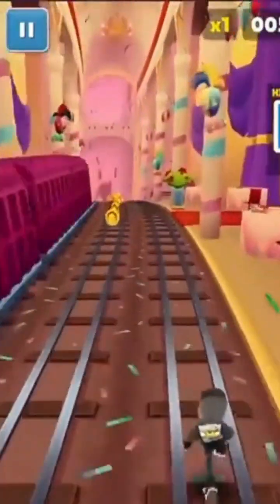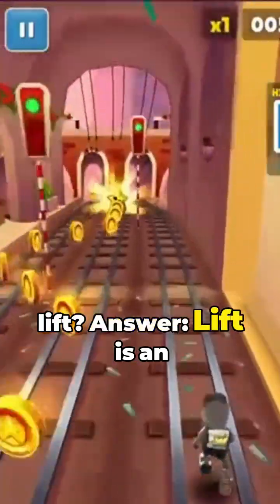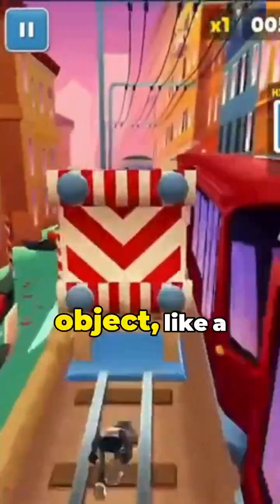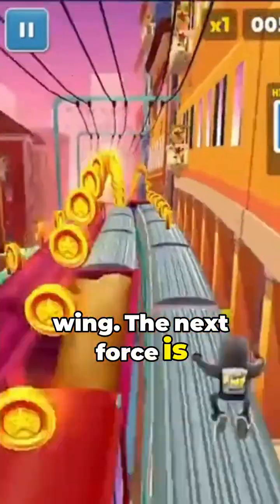The seventh force is lift. What is lift? Answer: lift is an upward force caused when air or water moves around a specially shaped object, like a wing.